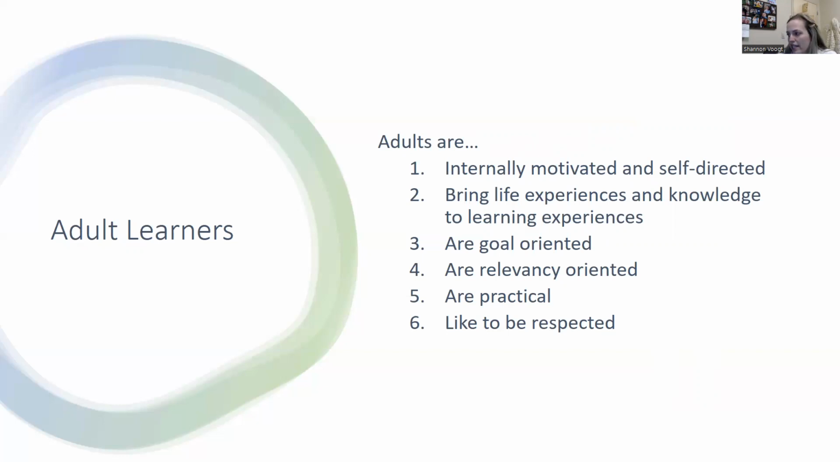Our learners are goal-oriented, so they have goals, they know what they're working for, hopefully, or they might need us to help them figure out what their goals are. They're also relevancy-oriented. They really need to understand why they're learning something, not just be given things to learn or memorize, but see the point and the importance of that to the rest of their career and life. Adult learners are also very practical. They like to learn skills that they can repeat in the future. And most of all, they like to be treated with respect.